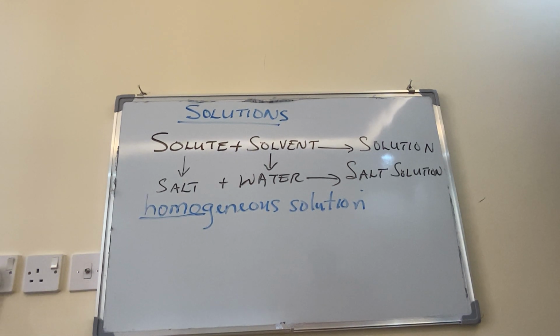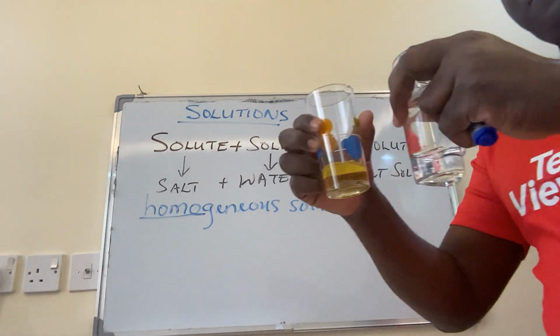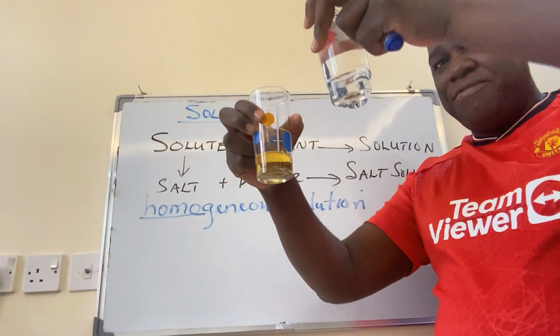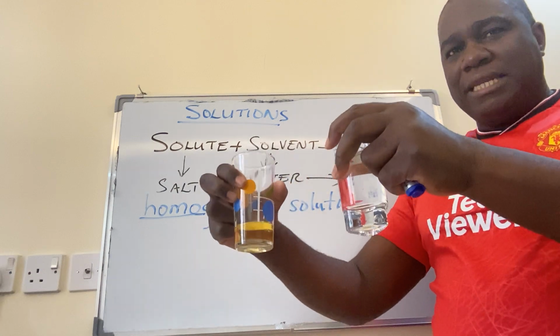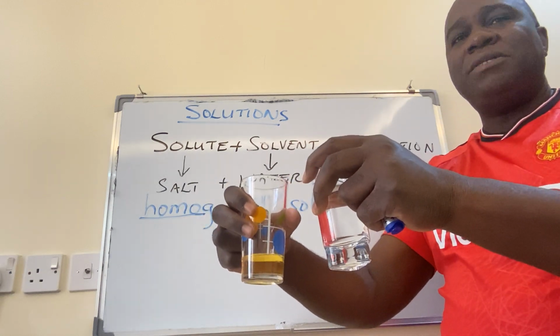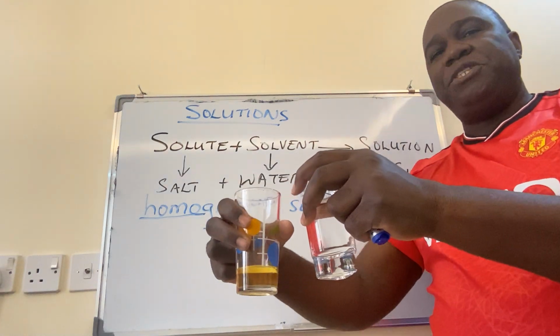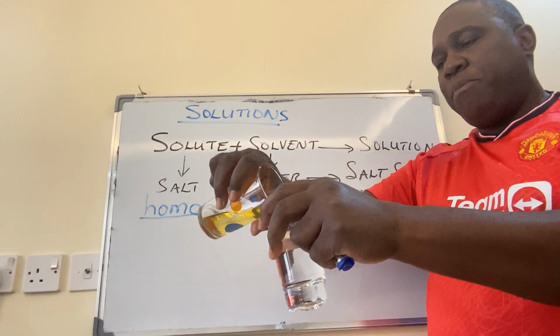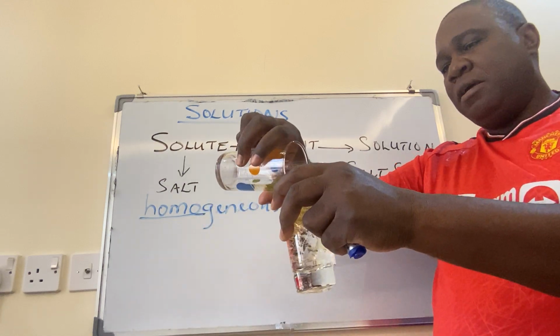Okay? I have two solutions here. Okay? I have oil and I have water. These are two solutions. But let's mix them and let's find out whether we'll be in a position to form a homogeneous solution. All right? So I'm putting oil in water.